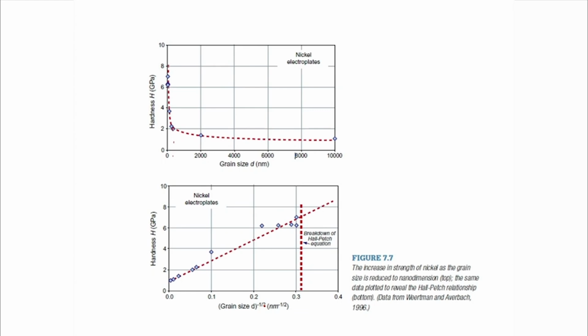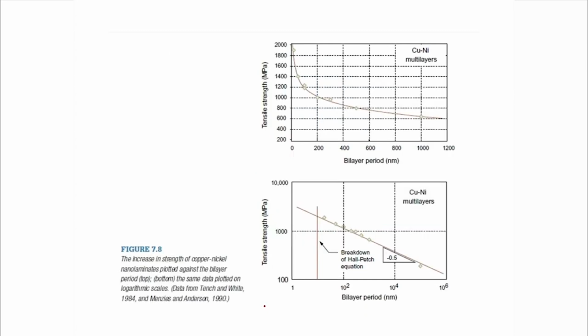So the Hall-Petch equation has been observed breaking down below a certain grain size in nanocrystalline copper. Similarly, it has been observed in nickel also, breaking down below a certain grain size. Not only that, even if you create copper-nickel multilayers, what does that mean? You can deposit thin film layers, copper, then nickel, like this. So this is copper, nickel, copper, nickel, copper, nickel, copper, nickel. Okay, so this is nickel actually.